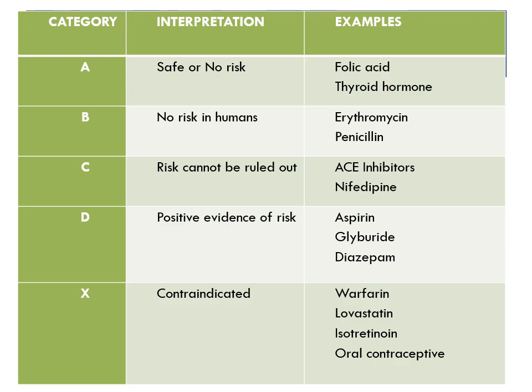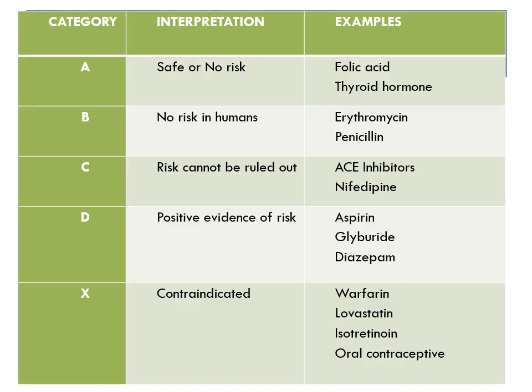Type D drugs are drugs that have positive evidence of risk, but sometimes when we are left with only one option, we could give these drugs, ensuring we monitor their effect. So we prefer not to give the drugs if there are alternatives, but if there's no alternative, we could give the drugs and monitor their use. So there is positive evidence of risk. Drugs like aspirin, glyburide, and diazepam.